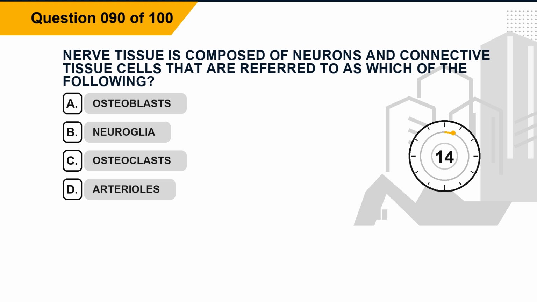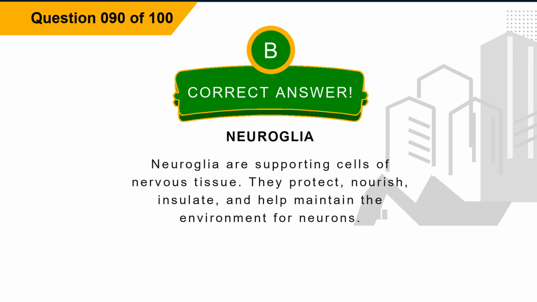Question 90. Nerve tissue is composed of neurons and connective tissue cells that are referred to as which of the following? Option A. Osteoblasts. Option B. Neuroglia. Option C. Osteoclasts. Option D. Arterioles. The correct answer is option B. Neuroglia. Explanation. Neuroglia are supporting cells of nervous tissue. They protect, nourish, insulate, and help maintain the environment for neurons.